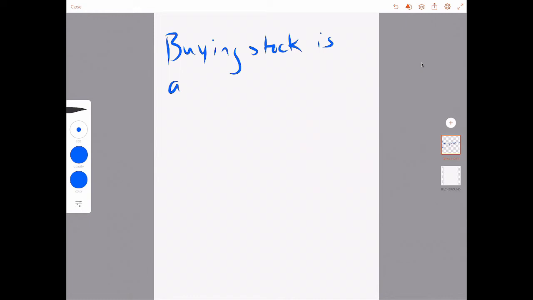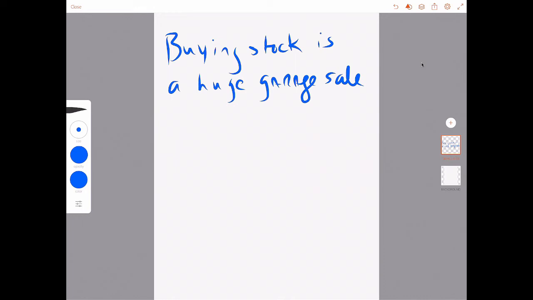Buying stock is just basically a huge garage sale of people selling things that they've owned that they want to get rid of. Whenever you buy stock, you're buying it from someone who has owned it before, and probably they've bought it from someone who's owned it before, and they have bought it from someone who's owned it before.